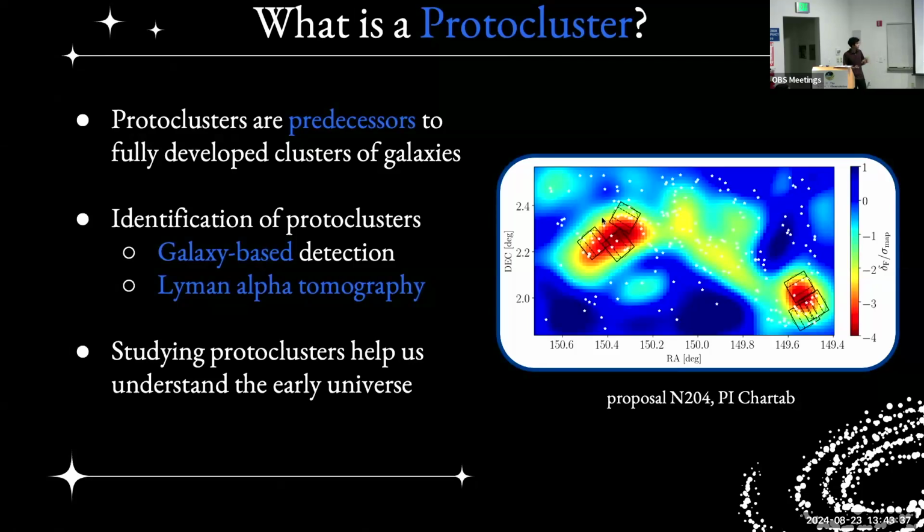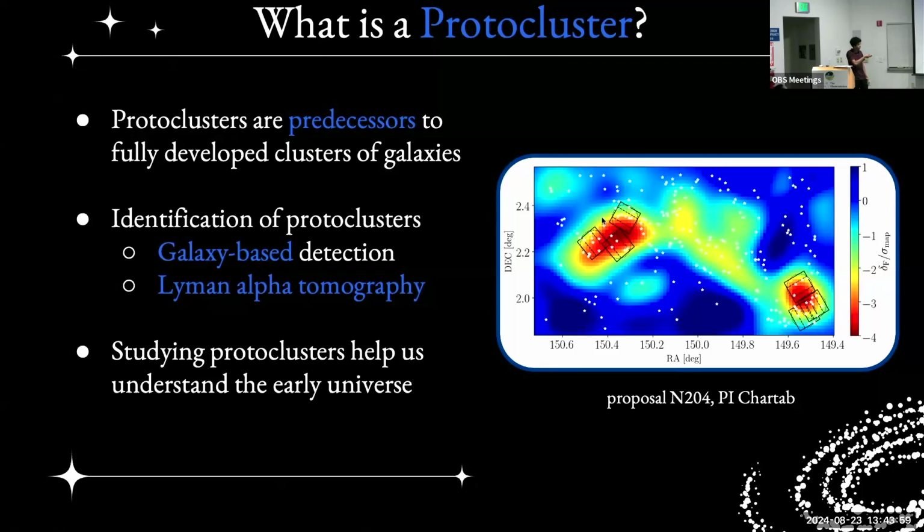However, the protocluster detection method I use for this study uses Lyman alpha tomography, which identifies the protocluster as a large-scale region of Lyman alpha absorption. You can see that demonstrated on this absorption map, where the large-scale regions of Lyman alpha absorption are shown in red. Now, these are both protoclusters.